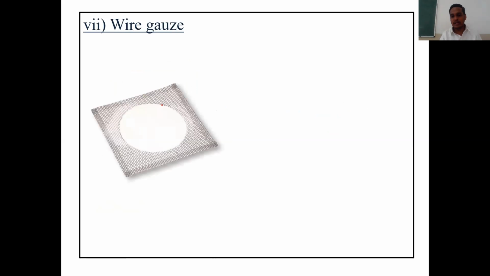And the next one is wire gauze. You can see the picture here. This wire gauze is used, first one, to get uniform heating. As I told, tripod stand will provide the support for the apparatus. You are not again going to keep the apparatus directly on the tripod stand. First you are going to take Bunsen burner. There you are going to place tripod stand. On that tripod stand, first you are going to keep wire gauze and then the apparatus which you are supposed to heat, in which chemicals are present.